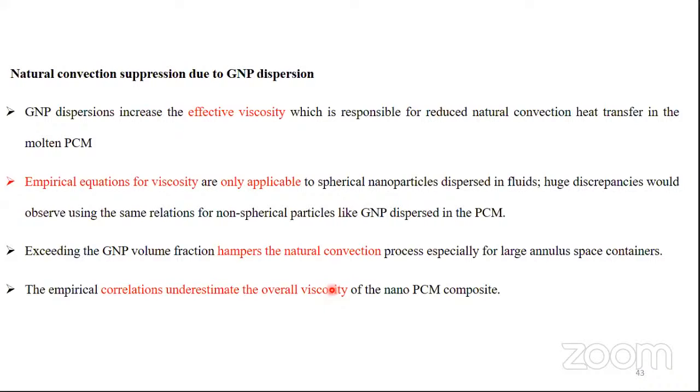Now, exceeding the graphene nanoplates further will definitely increase the viscosity, and thus the natural convection gets hampered. And in that way, the process will be more, I would say, destructive. It will be more unfavorable when we are utilizing it for large annulus space containers. Now, when we found the empirical correlations for estimating the viscosity of these graphene nanoplates, the correlations actually underestimated the overall viscosity of the nanoparticles.